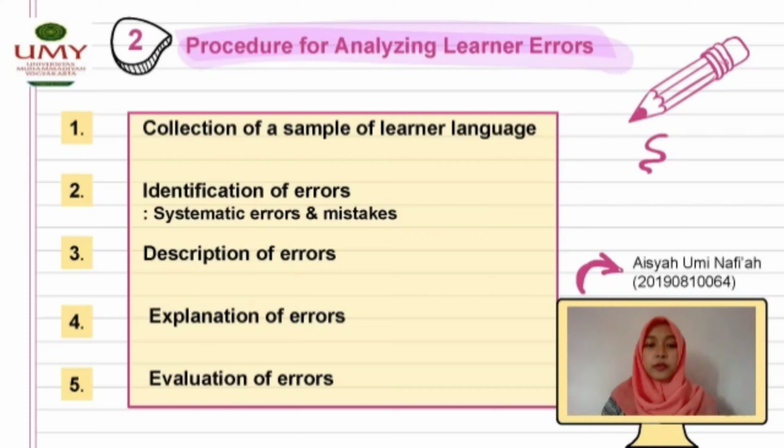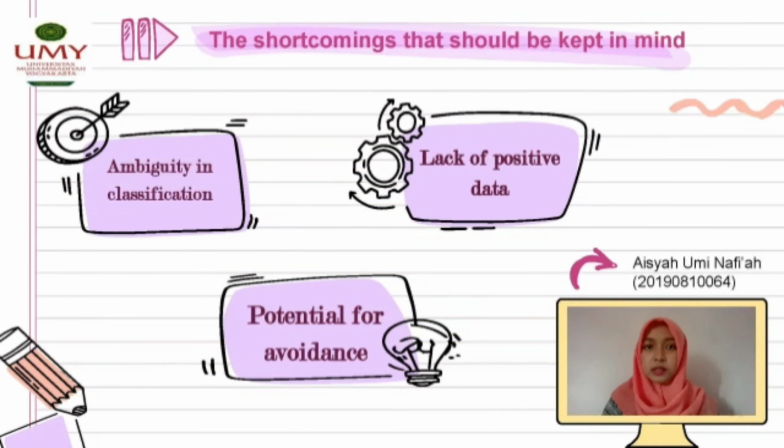The last is evaluation of errors. This step shows the effect of the errors that have occurred, such as how serious they are or whether they will affect social acceptability, such as qualifying for a job and so on.